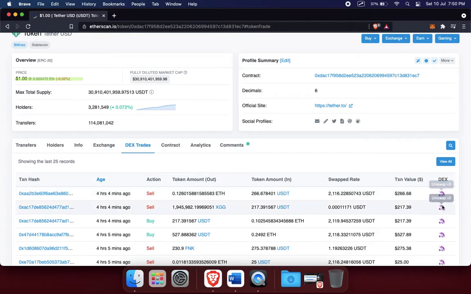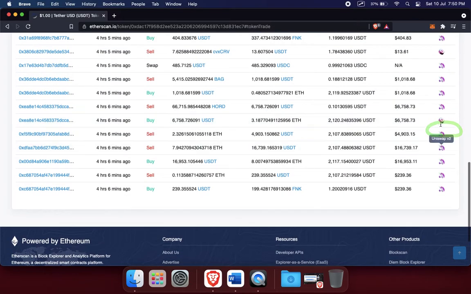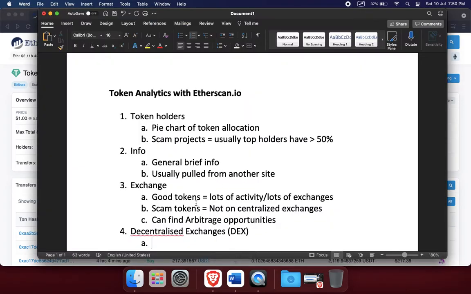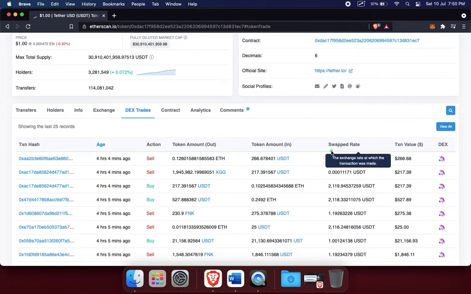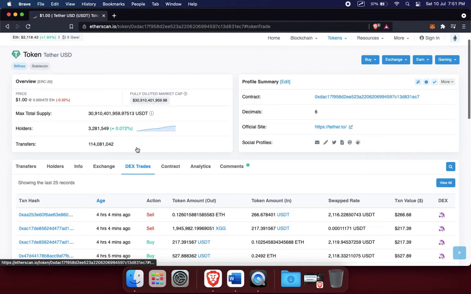So what are the DEXs? Uniswap v3, Uniswap v2, and so on and so forth. You've also got SushiSwap. I'm not sure what this one is, unknown. SushiSwap, Uniswap. So that's great. Just be aware that anybody can list on a DEX, right? So anyone can list a token on a DEX. Just be aware of that. But looking at the transaction volumes, it'll tell you whether there's a lot of activity going on.